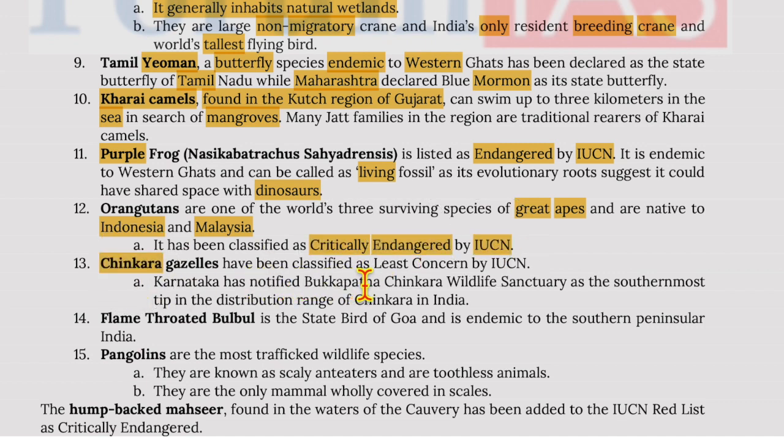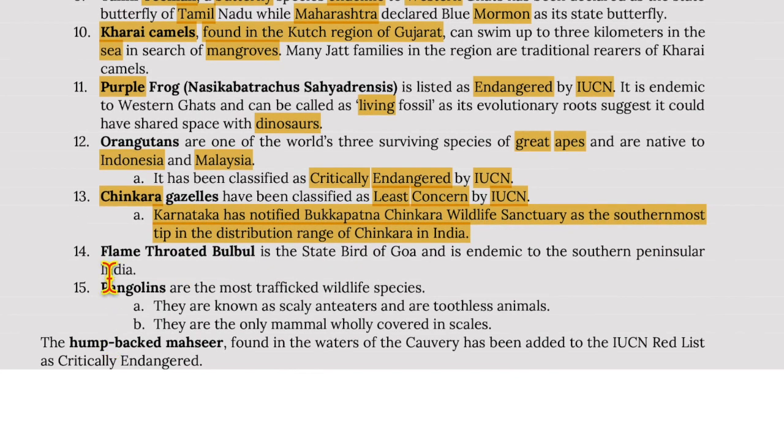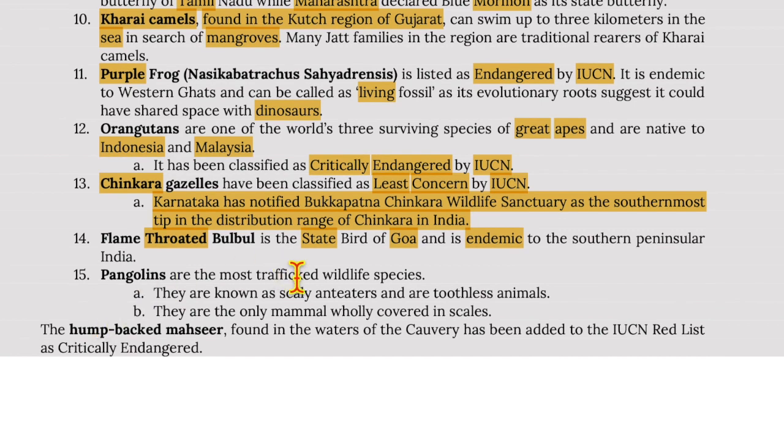Chinkara gazelles have been classified as least concern by IUCN. Karnataka has notified Bukkapatna Chinkara Wildlife Sanctuary as the southernmost tip in the distribution range of Chinkara in India. Now, the flame-throated bulbul is the state bird of Goa and is endemic to the southern peninsular region. Now, pangolins are the most trafficked wildlife species. They are known as scaly anteaters and are toothless animals. They are the only mammals wholly covered in scales. The humpback mahseer, found in the waters of the Kaveri, has been added to the IUCN Red List as critically endangered.